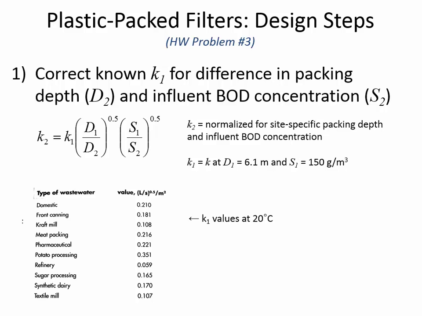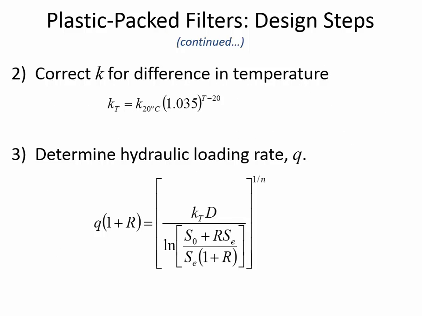It'll be in the problem statement. Okay. Step 2 here is correcting for temperature, and you already got a taste of that tonight, where you use the same 1.035 to the value of the temperature difference, where it's going to bring the kinetic factor so that there's more BOD removal when it's warm and less BOD removal when it's cold. And then finally, I've rearranged the design equation here in terms of Q. So this hydraulic loading rate, lowercase q, is what you'll solve for as one of the steps in the homework problem.